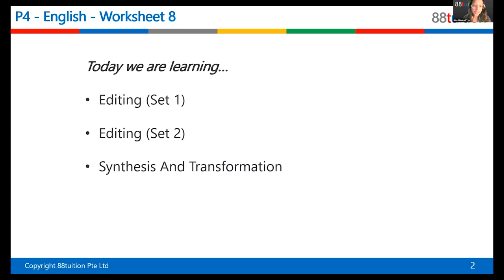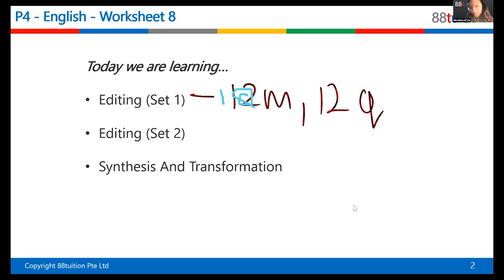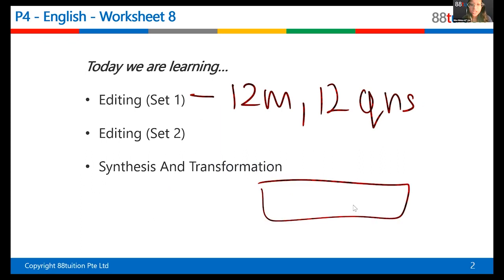Now, editing for PSLE, do you know how many marks is editing? Anybody? No one? Okay, editing for PSLE, there's only one set of questions. It will be 12 marks, 12 questions. There will just be a passage, and for the word that is spelled wrongly or is a grammar mistake, there'll be a box. You're supposed to write the correct answer on top of the box. There is no helping words, it's not MCQ. So you either know the answer or you don't. So it's 12 marks, 12 questions.